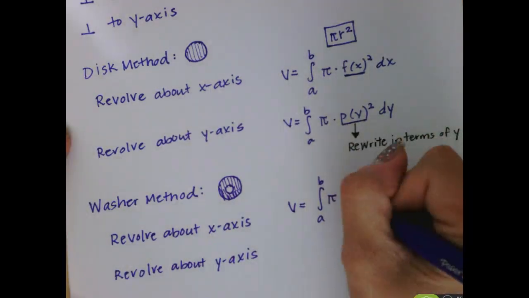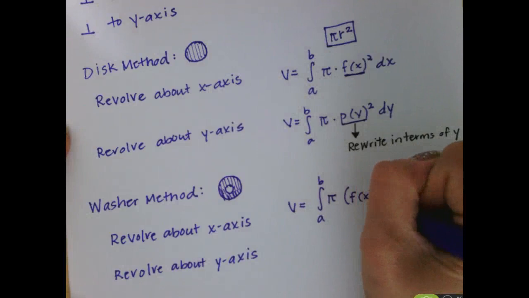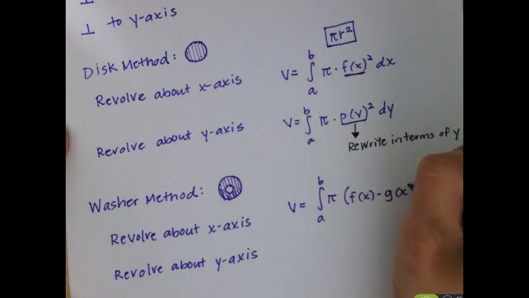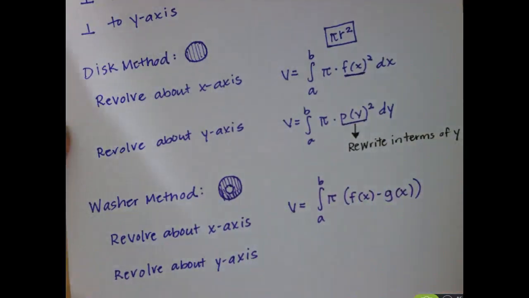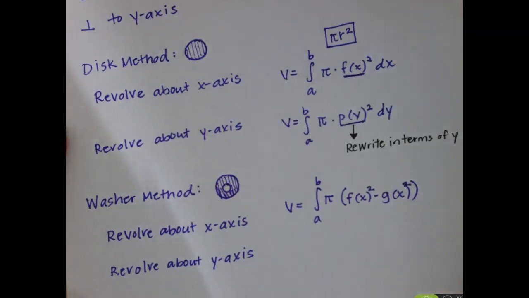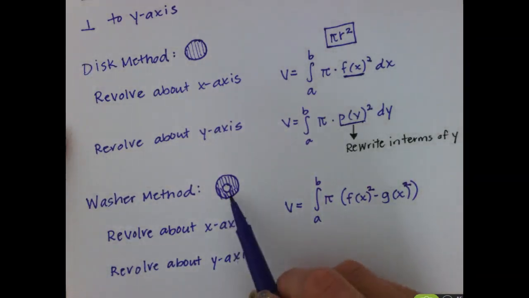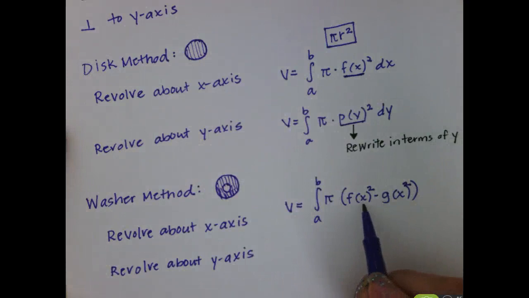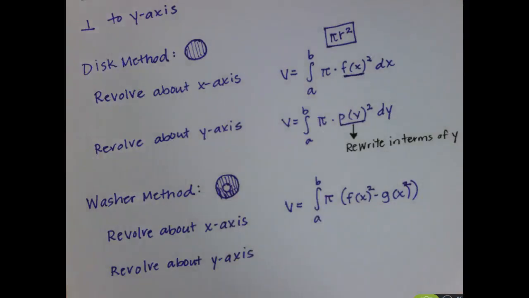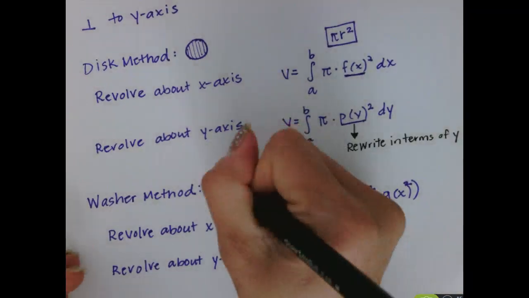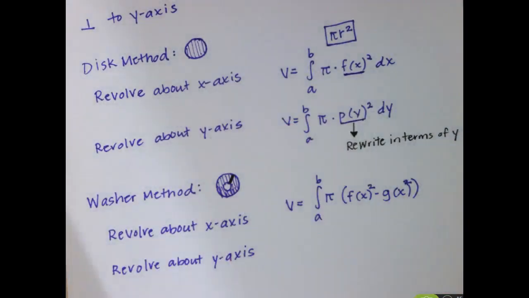Pi times f of x minus g of x, and we're squaring each piece. So again, we're looking at a pi r squared type relationship because we're working with something circular. But you'll notice here that you have two different functions, f and g, that are each being squared and subtracted in order to find the length of that radius.